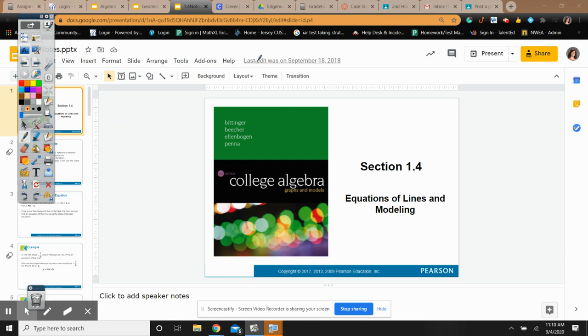Hi guys, we're going to talk about section 1.4 here. It is my opinion that this is one of the trickier sections of the chapter. We're going to be dealing with a lot of writing equations of lines. As you're doing these notes with me, you might want to pause the video and work on problems with me to make sure you're understanding it.